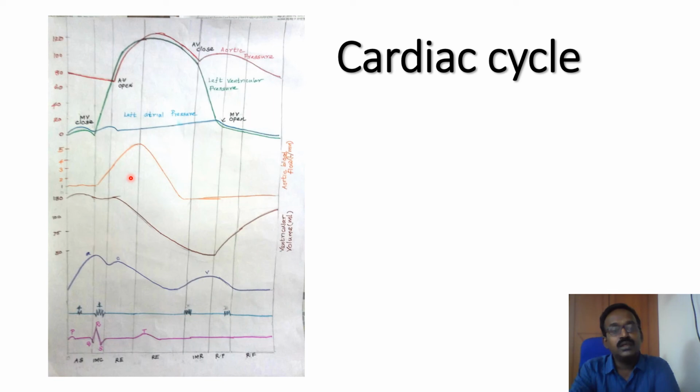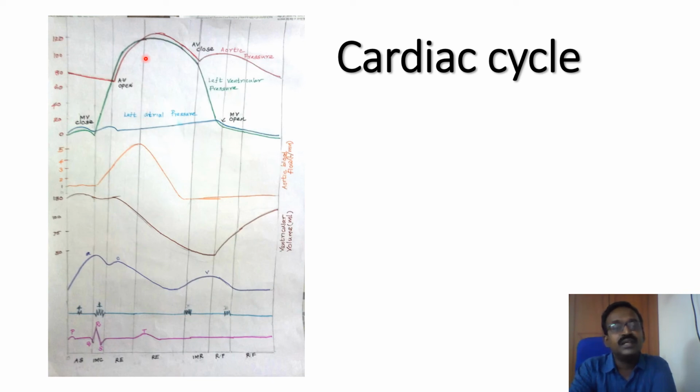The C wave is also produced during the rapid ejection phase due to the atrioventricular valve pushing towards the atrium. So it produces the C wave. The ventricular volume is drastically decreased during the rapid ejection phase. The rapid ejection phase corresponds to the ST segment of the ECG.